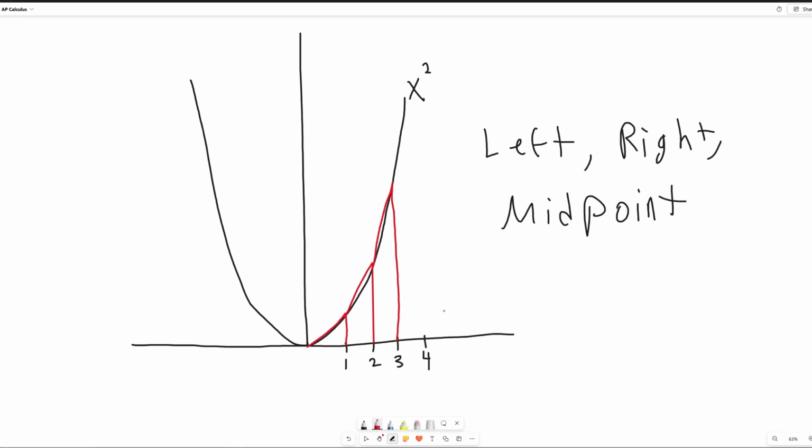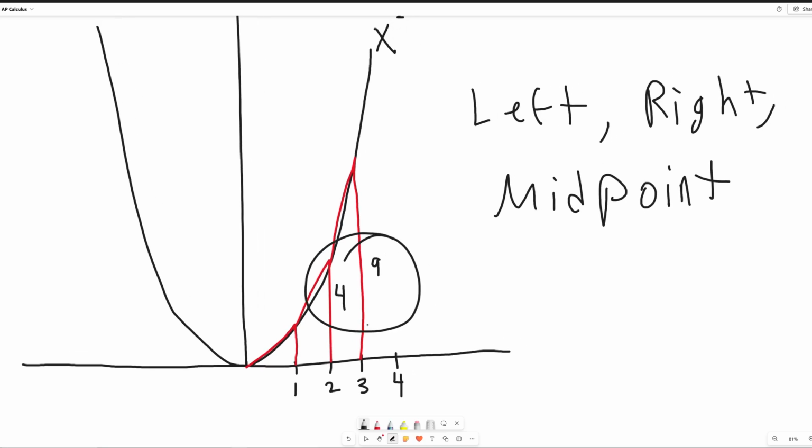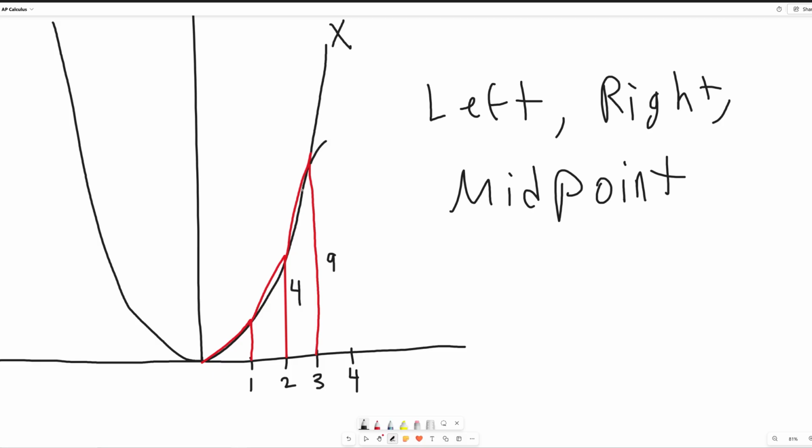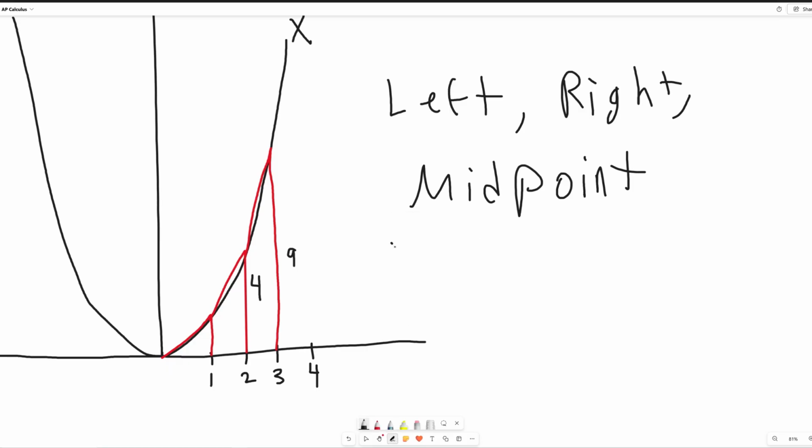And the formula to find the area is just a trapezoid formula. So the height of this side is 9, because x equals 3, y equals 9. The height of this side is 4. So that means that the area of this trapezoid is 9 plus 4 divided by 2, and then times your delta x, which is 1. So what is the general formula for a trapezoidal sum? Well, you have the y1 plus y2 over 2 times delta x.